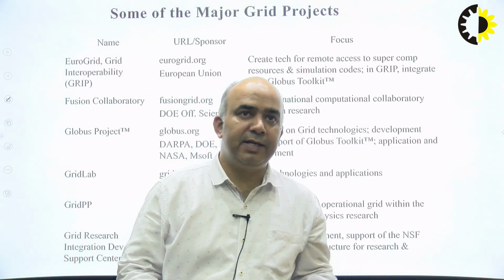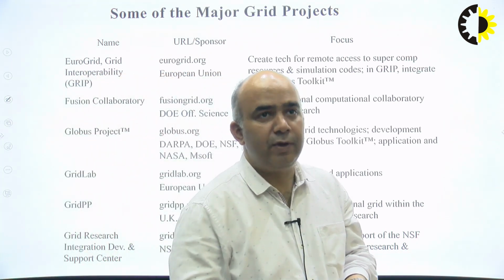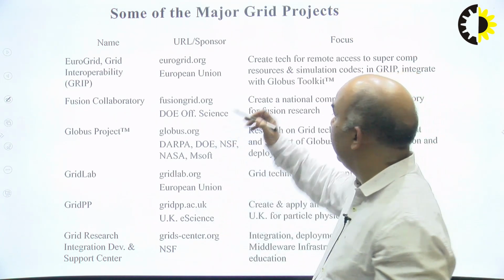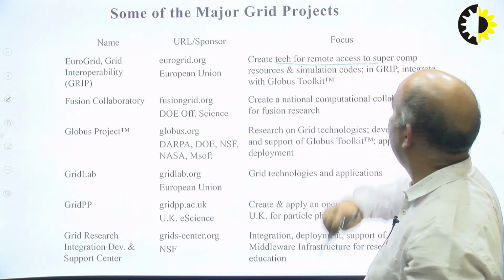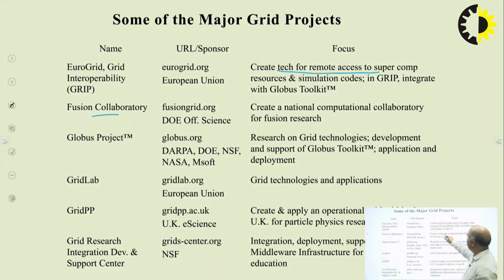These are some of the major grid projects. We have EuroGrid, which is used for creating technology for remote access of supercomputers. Fusion Collaboratory is being used for national computational collaborative fusion research. Again, we have GridLab, GridPP, and other grid projects. These are the various projects running right now which help in establishing grid computing.